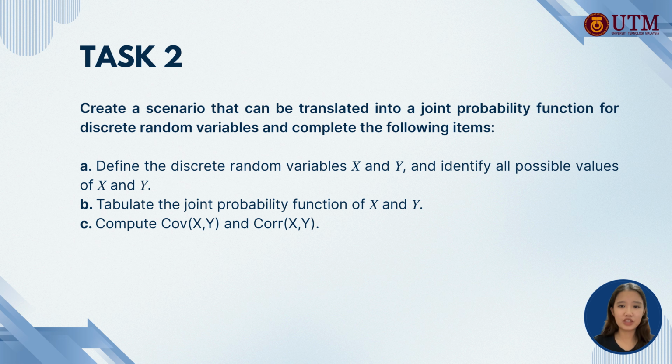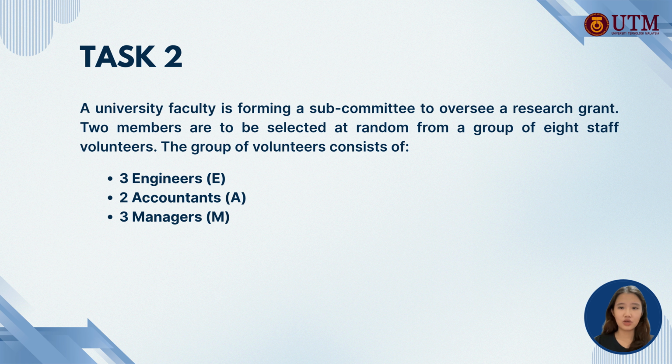This involves defining two random variables x and y, constructing a joint probability mass function table, and finally calculating the covariance and correlation to analyze the relationship between these two variables. Our scenario focuses on the selection of a subcommittee at a university faculty.